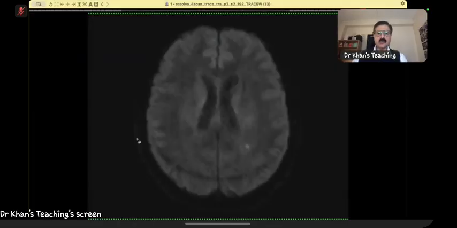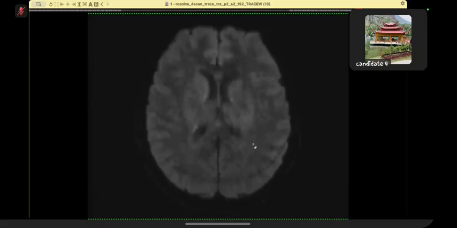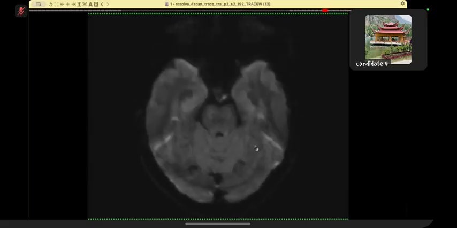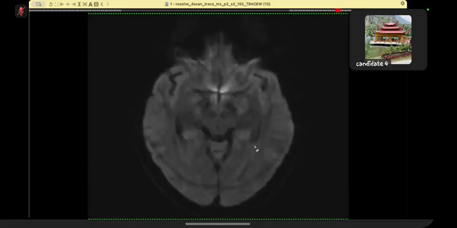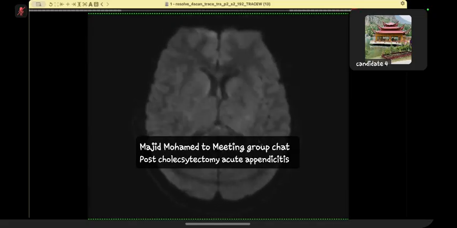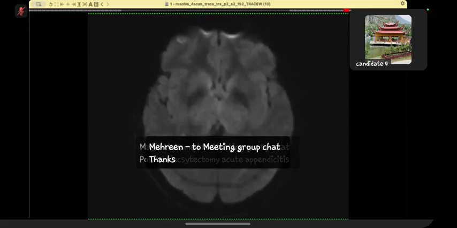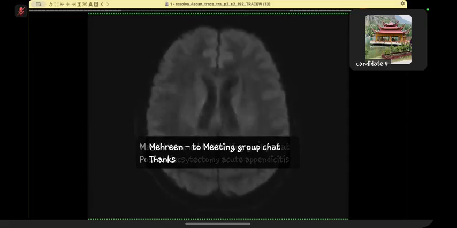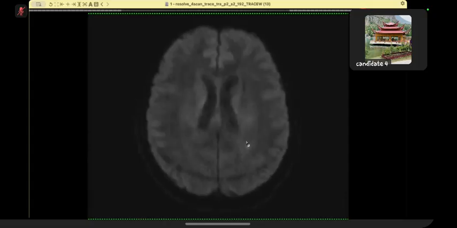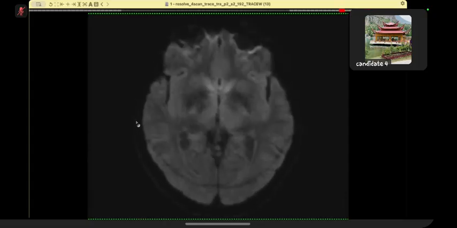This is the DWI. I've been presented with the DWI images in which the aforementioned areas do not show any significant high signal. However, subtle foci do show high signal, but predominantly the areas involved do not show any significant high signal apart from a few patchy areas.